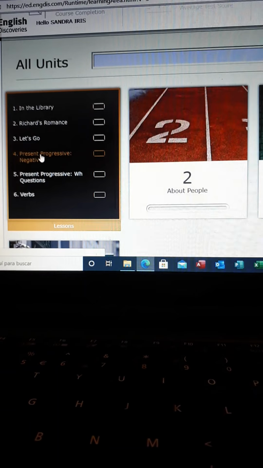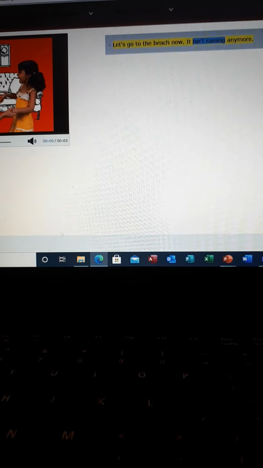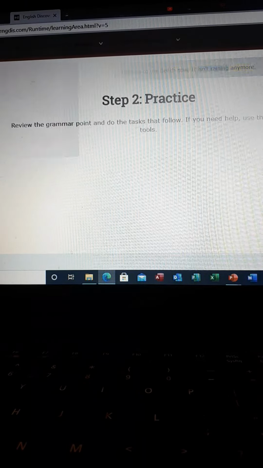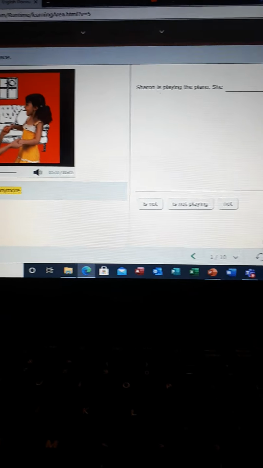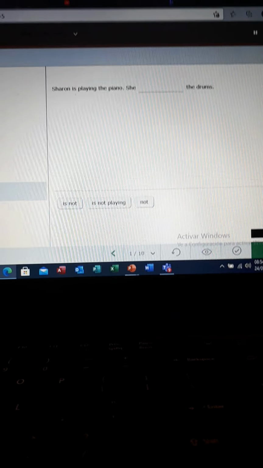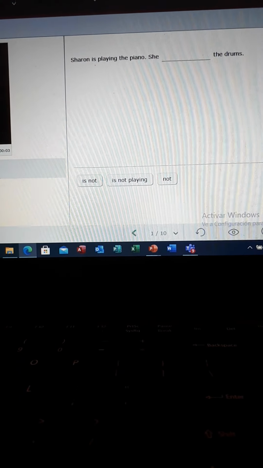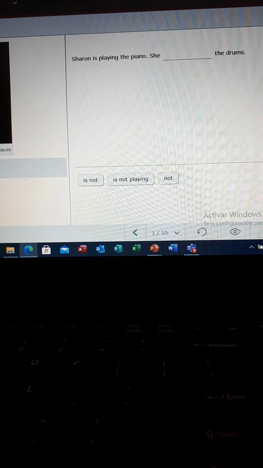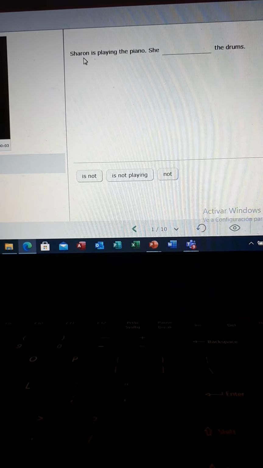So on lesson 4 we're going to work with some activities. And let's put here next. Here we have an example. So let's work with this practice. Remember that the ing is a situation that we are talking about something at the moment of speaking. It's present progressive. We have here, Sharon is playing the piano.